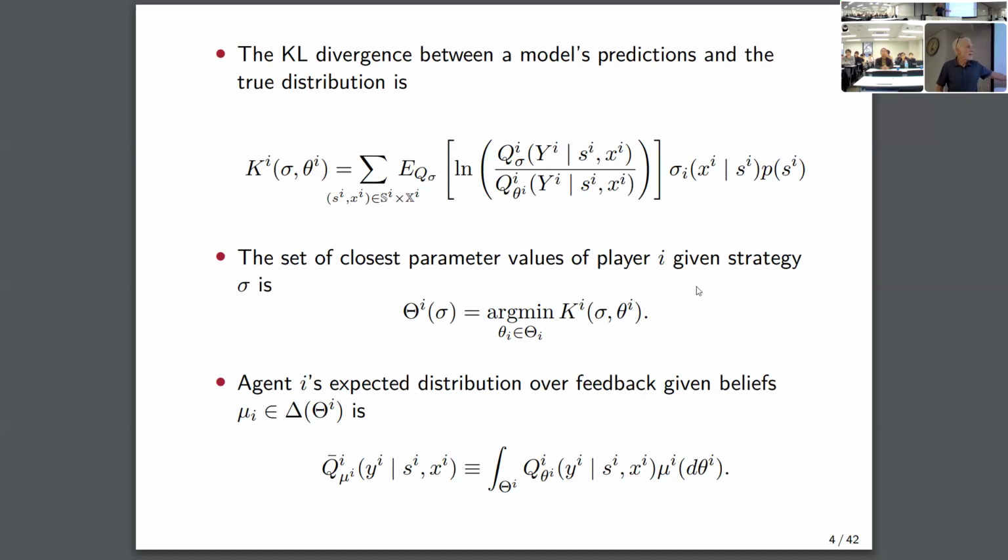So suppose the player does not know what the true model is. They have a set of models, capital theta I, and it's an arbitrary belief mu I they happen to have over these models. What feedback do they expect to see? Well, they don't know what the right model is. So you say, for each model, what's my distribution over Ys? And I'll take an average over models. That's what this is doing. Q bar, we're taking an average over all of my models of what I would see with that model.